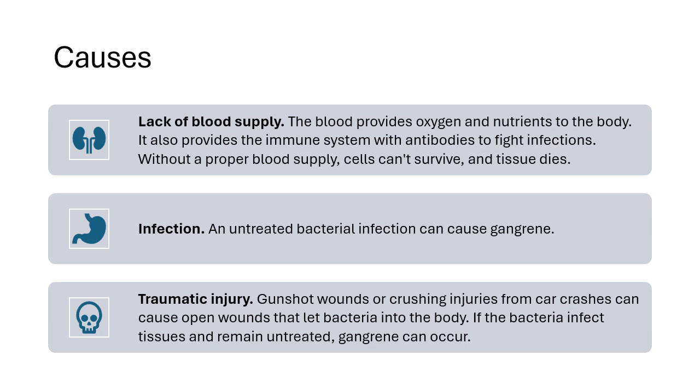Causes of gangrene can be attributed to, firstly, lack of blood supply. The blood provides oxygen and nutrients to the body, and this can provide the immune system with antibodies to fight infections. If you don't have a proper blood supply, the cells can't survive and the tissue then dies. A second cause is infection, so untreated bacterial infections can cause gangrene. And the third one is traumatic injury. If you have gunshot wounds or crushing injuries from car crashes, these can cause open wounds that let bacteria into the body. If the bacteria infect tissues and remain untreated, gangrene can occur.